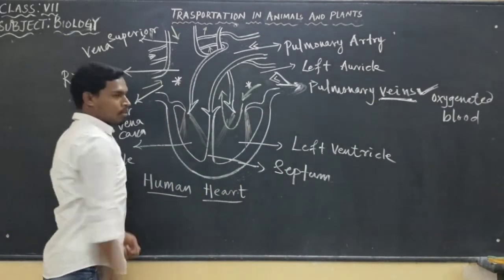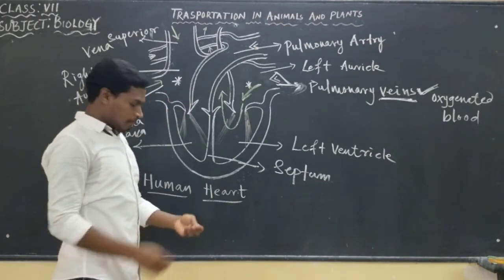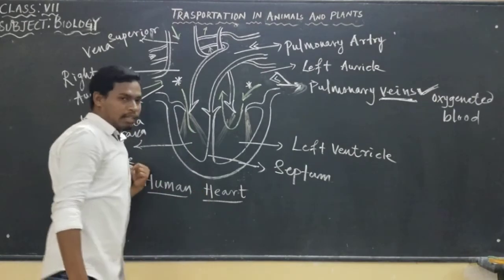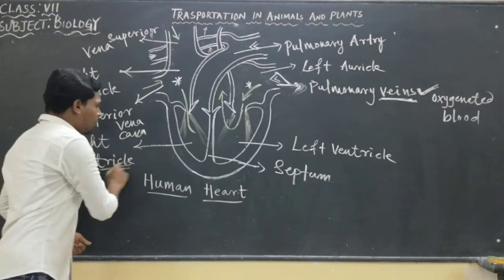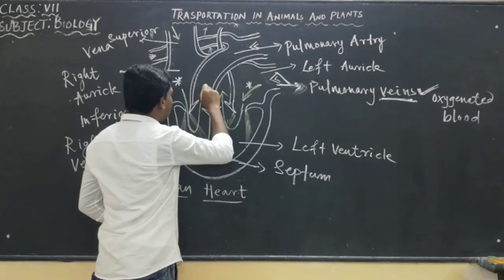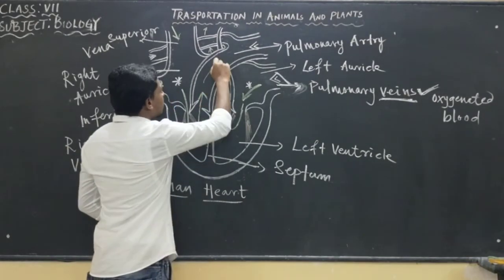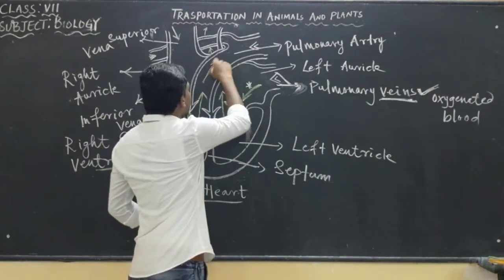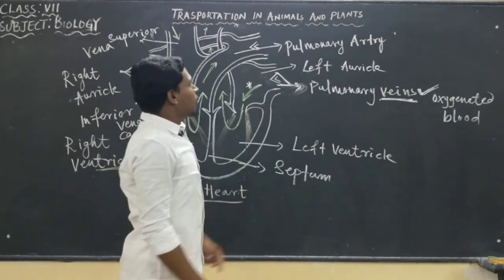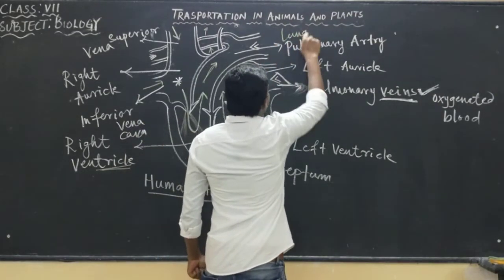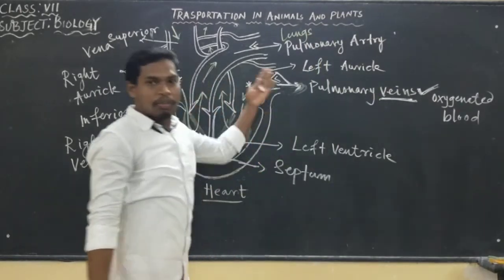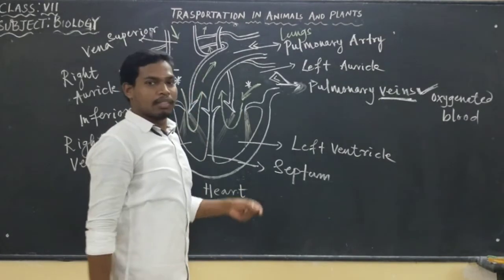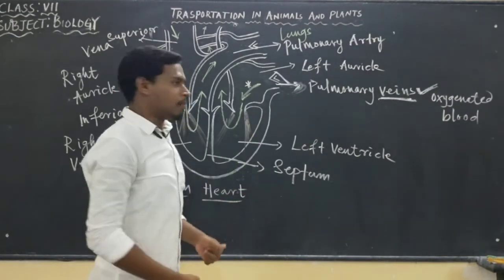Now the blood comes to the right auricle. From the right auricle the blood goes to the right ventricle. From the right ventricle the blood moves up to the pulmonary artery. From the pulmonary artery the blood goes to the lungs. Now in the lungs purification of blood, or oxygenation, takes place.